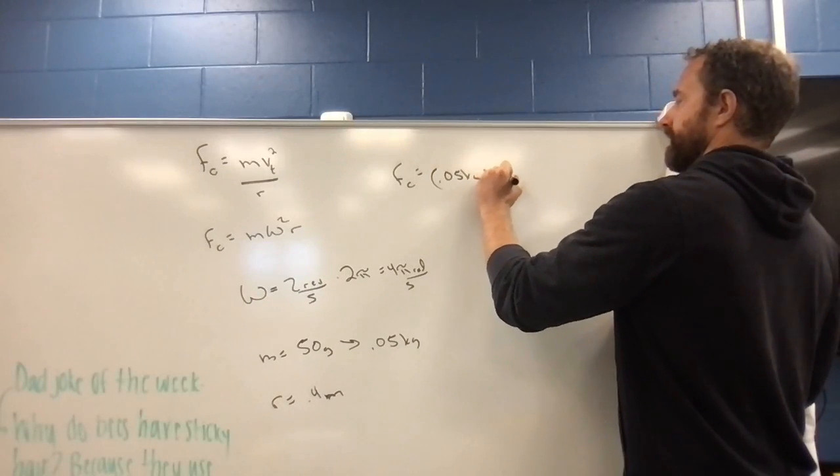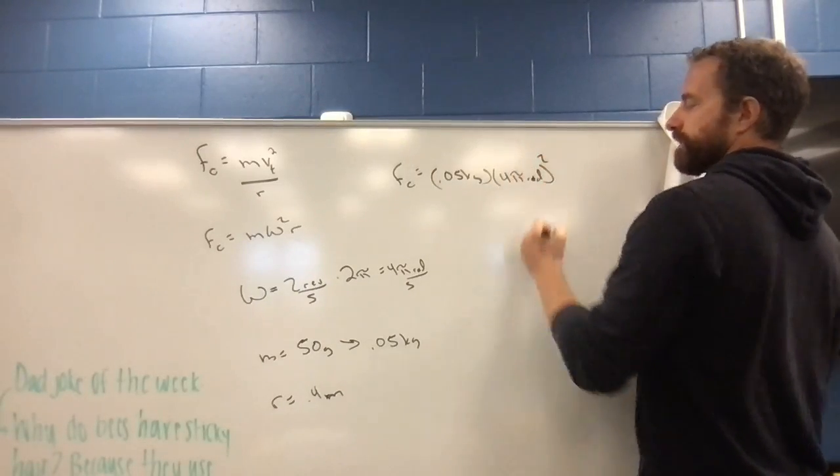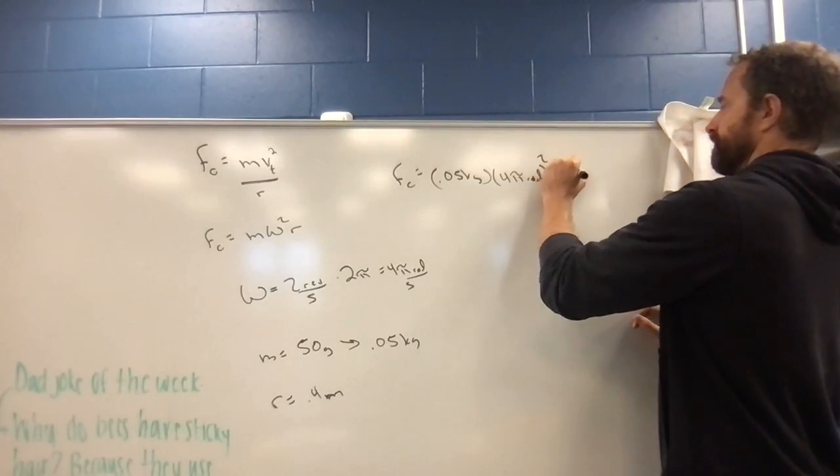Times 4 pi radians squared times 0.4 meters.